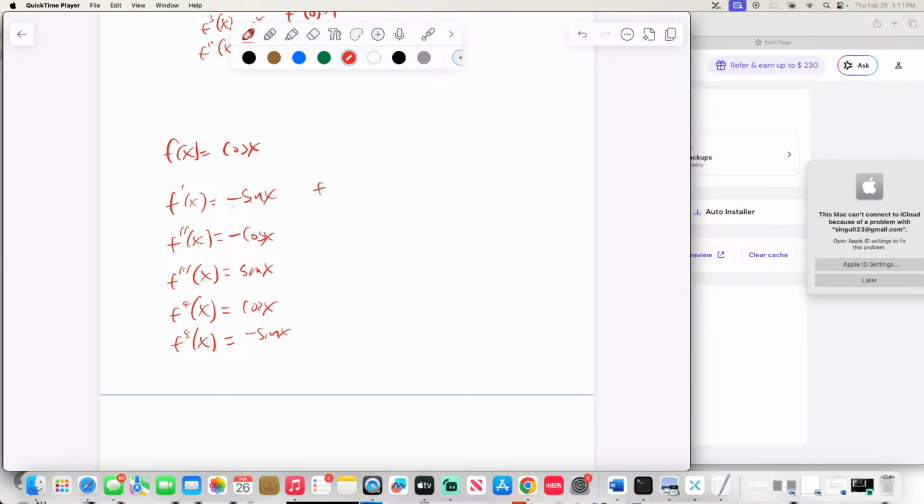Okay, so what's the f prime of 0? 0. What's f double prime of 0? Negative 1. What's f triple prime of 0? What's f fourth of x? 0? Is what? 1. 1. Okay, so you do see the alternating, right? You do see this negative 1, you do see this 1.